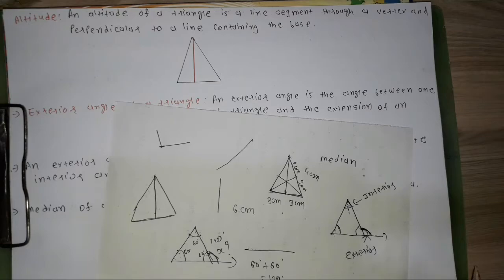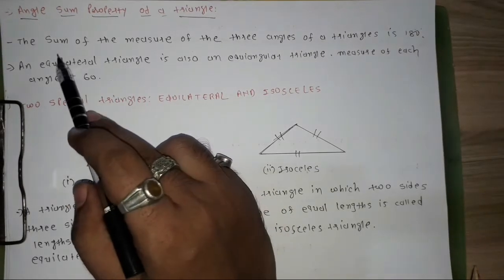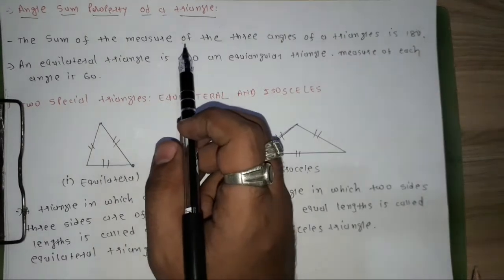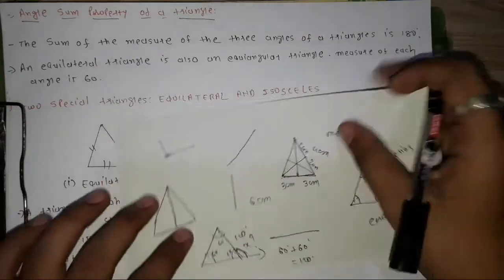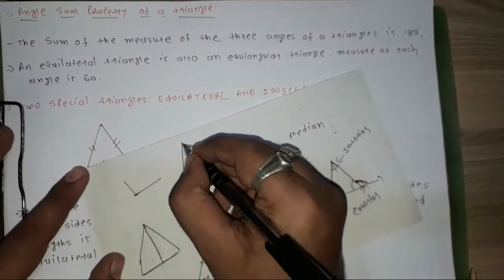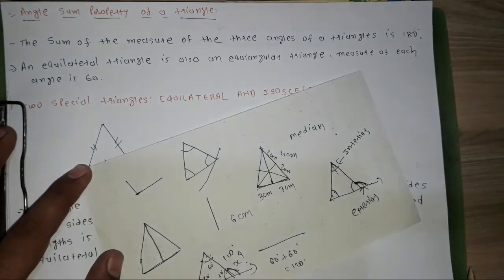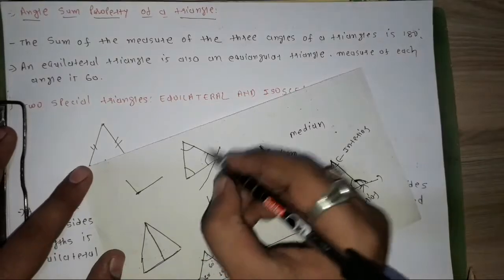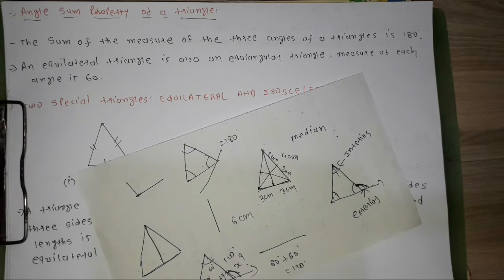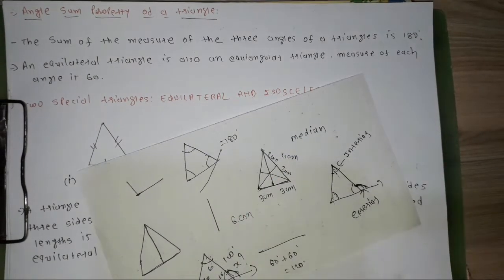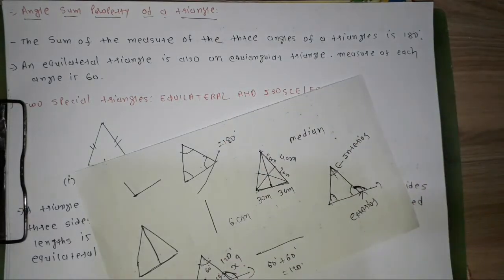But now the next one, angle sum property of a triangle. The sum of the measure of the three angles of a triangle is 180 degree. For example, this triangle is there, so these three angles are inside the triangle. Angle sum property means the sum of these three angles will be equal to 180 degree. This means to say that the sum of the measure of these three angles of a triangle is 180 degree. Therefore the sum of the measure of the three angles of the triangle is 180 degree.